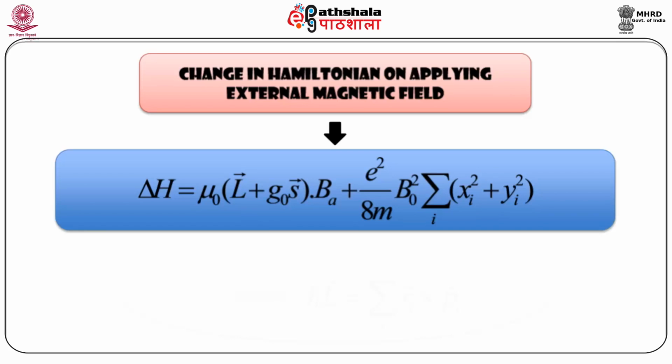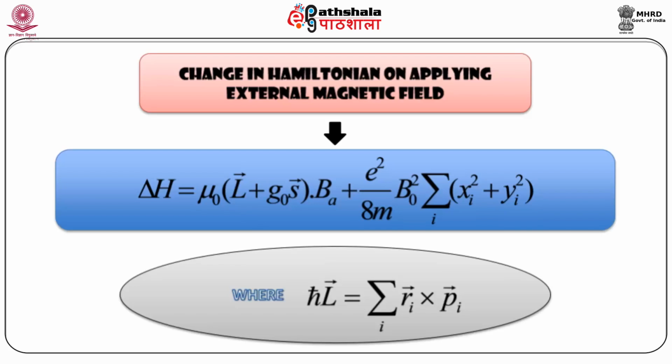I'm sure that the last part would remind you that this magnetic field is generating some kind of a circular path, as you can see from xi square plus yi square. And also here, h cross vector L is equal to the summation over i of Ri vector cross Pi vector. This is quite a familiar result. You might have studied in classical mechanics that the angular momentum is basically R cross P. This is exactly what it is.